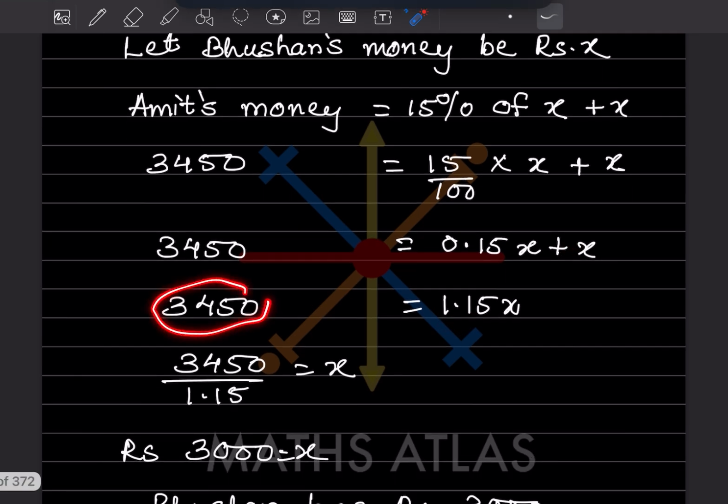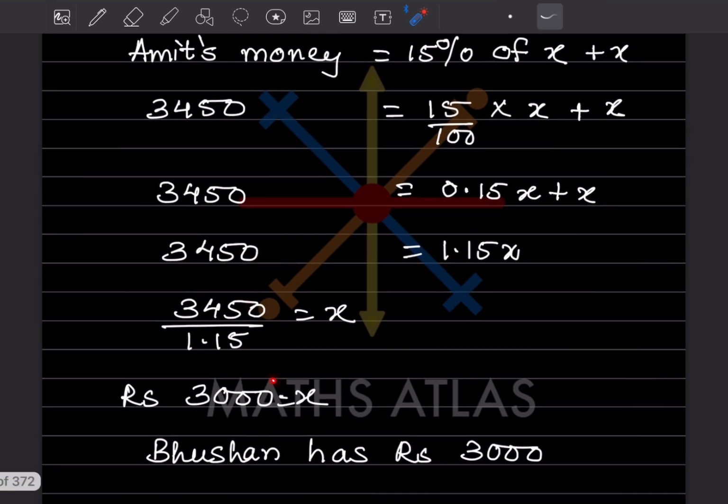So now 3450 divided by 1.15 will be x. So when you divide this, you can see that it is going to be 3000, which is x. So we can say Bhushan has rupees 3000.